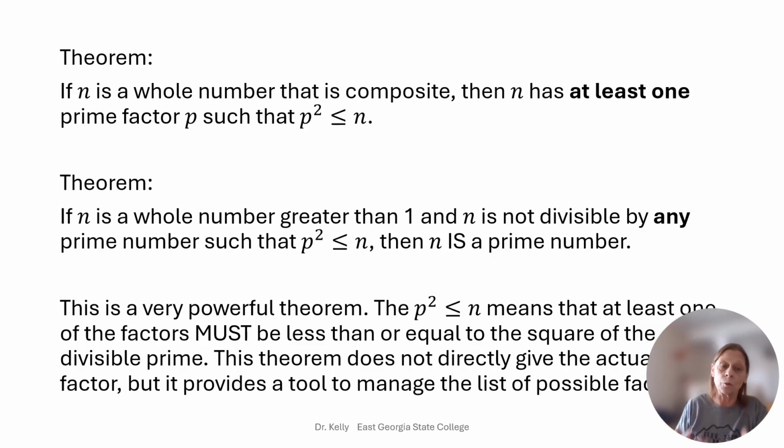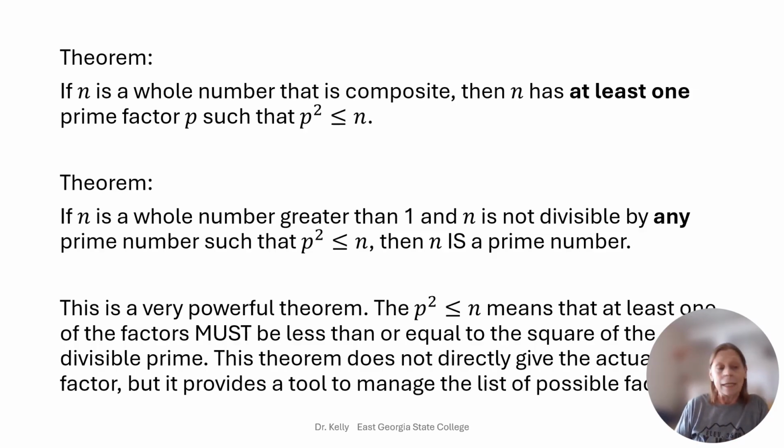Now, this is a super duper powerful theorem. The p squared less than or equal to n means that at least one of the factors must be less than or equal to the square root of the number. And this theorem doesn't directly give you the actual prime factor that you're looking for, but it provides you with a tool to manage the list of all the possible prime factors.